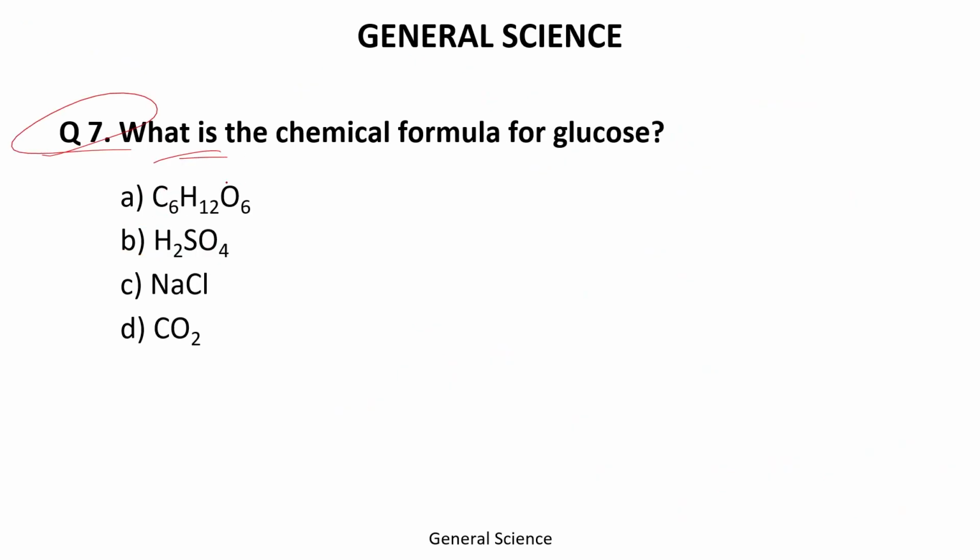Seventh question we have: which is the chemical formula for glucose? C6H12O6, H2SO4, NaCl, CO2. 30 seconds you have to think and answer.